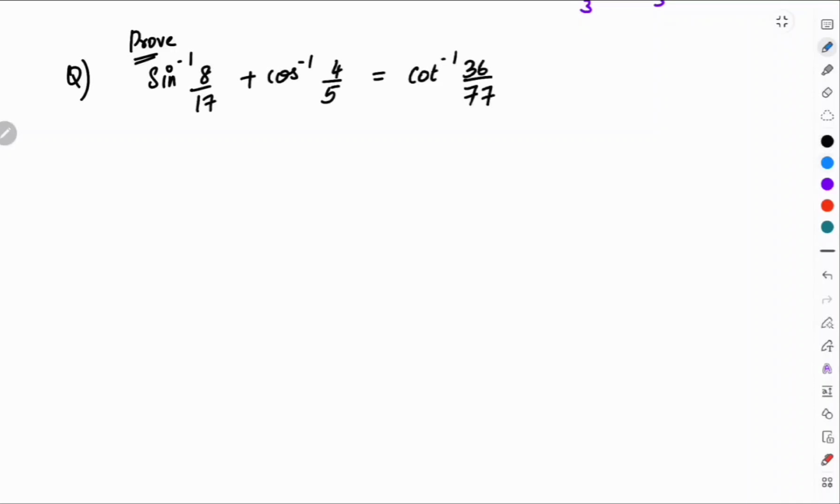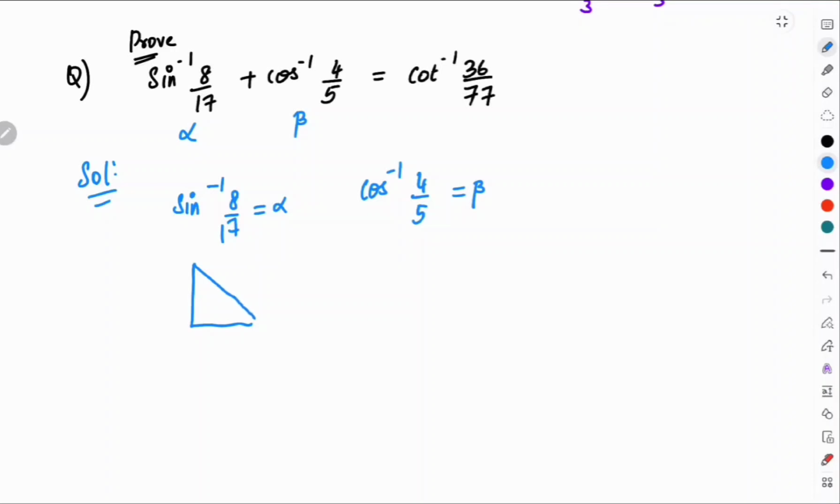Now let us solve this question. We will consider this one as alpha and this one as beta, right? Sine inverse 8 by 17 is equal to alpha, cos inverse 4 by 5 is equal to beta, right? So let me draw the triangle itself. I have alpha over here, so it is opposite by hypotenuse, so the adjacent will be 15. Here if I make this beta, it's 4 here, 5 here, so automatically 3 comes over here.